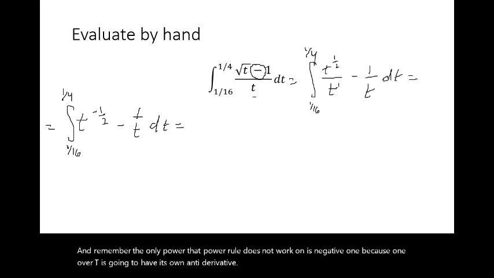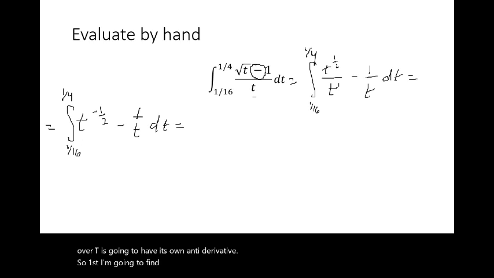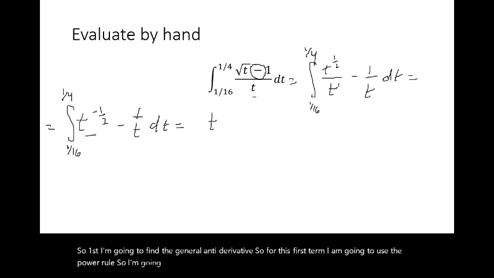So first I'm going to find the general antiderivative. For this first term, I am going to use the power rule. So I'm going to increase the power by 1, which will give me 1/2. Then dividing by 1/2 is the same as multiplying by 2.